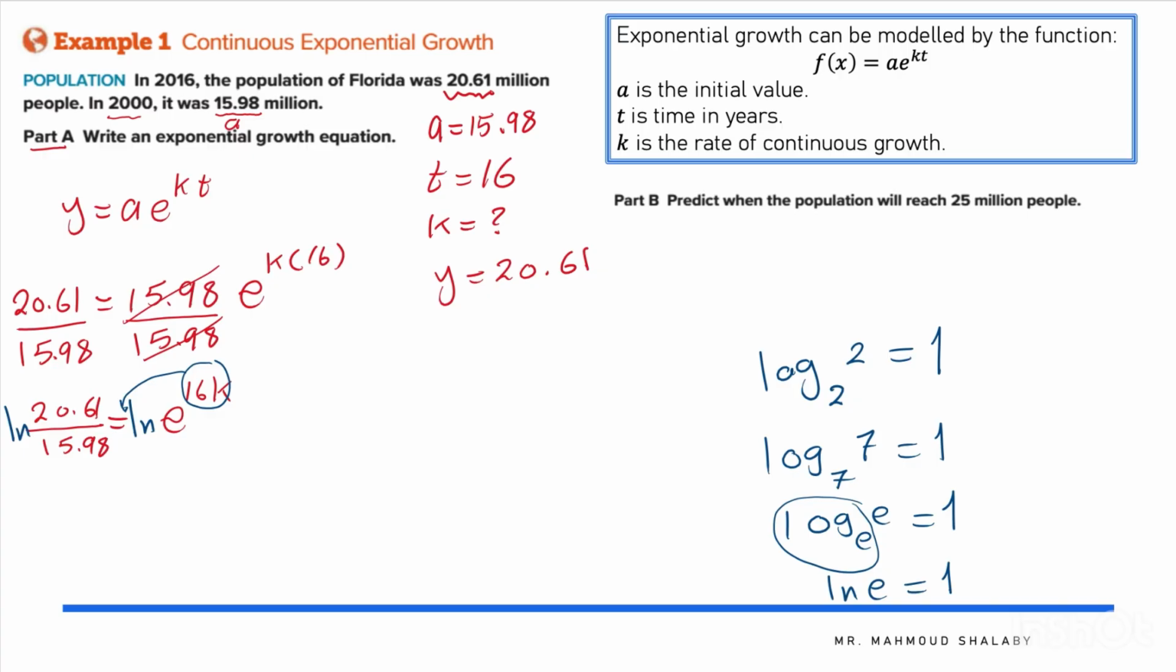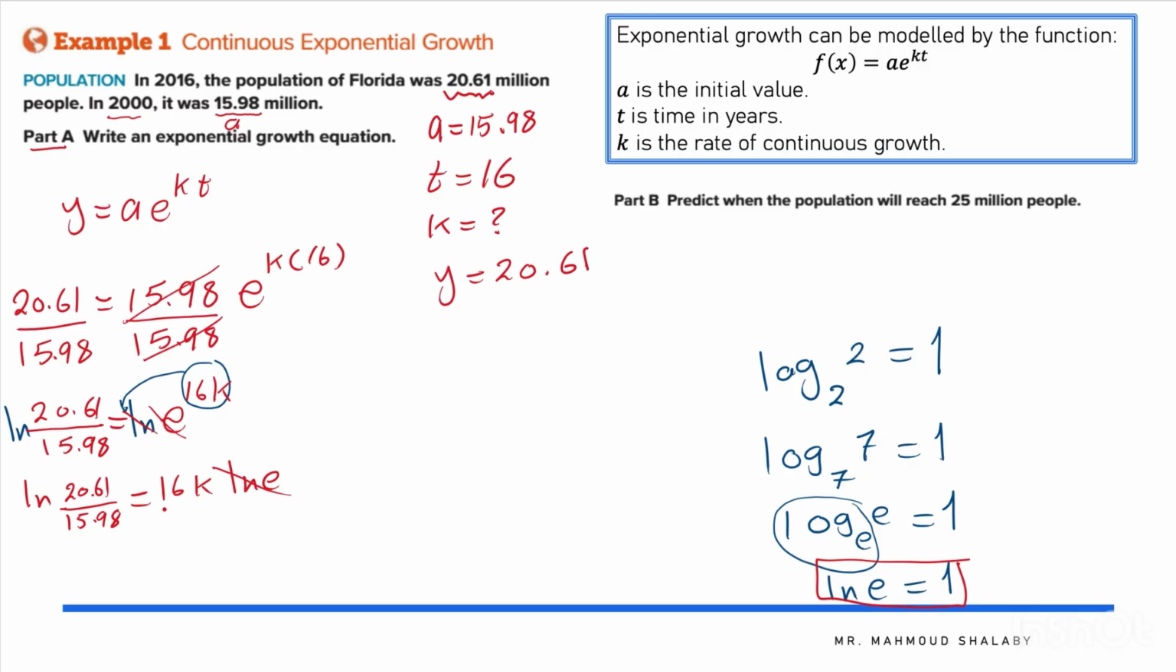Sorry, shabab. So what is remaining on the left side? We will have ln 20.61 over 15.98 equals 16k ln e, right? And we said ln e equals 1, which means anything multiplied by 1 will be the same, so it will be cancelled. So directly from the previous point, if I have here e, I will use ln for both sides, remove ln with e, and write the power only, which is 16k.